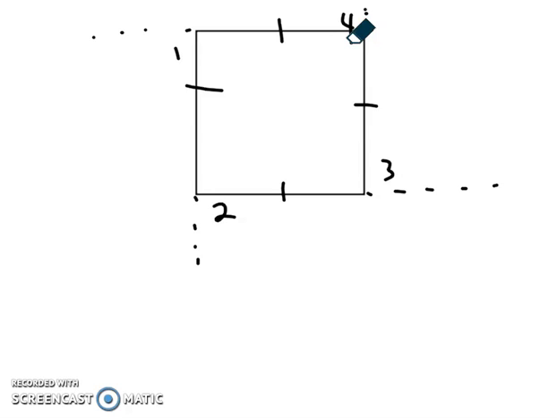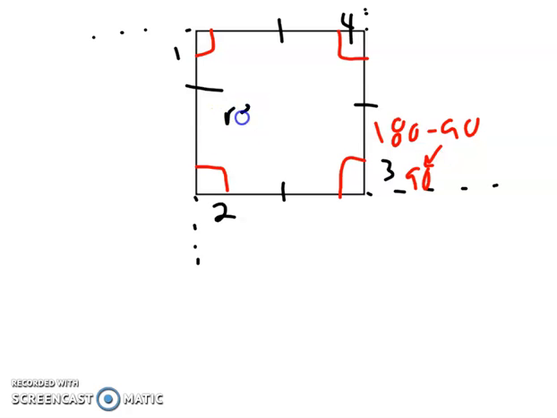If I want to find only one exterior angle, there's a bunch of ways to go about it. We could say, okay, I know that all of these angles are 90 degrees, so I would do 180 minus 90, and that gives me 90 degrees. So that would be the measure of every single exterior angle, because this is a regular polygon. Right there, this is regular. So there's another way to go about it.